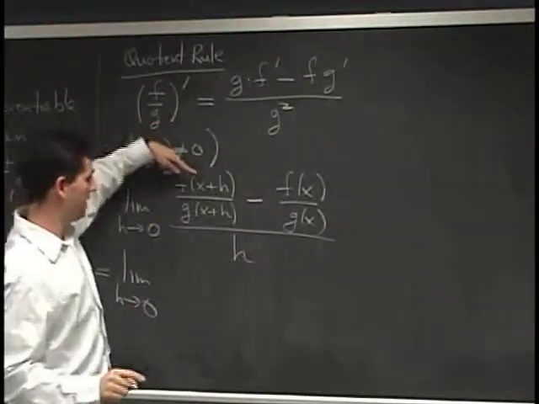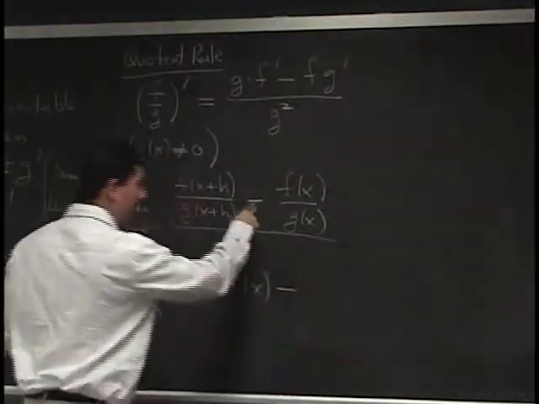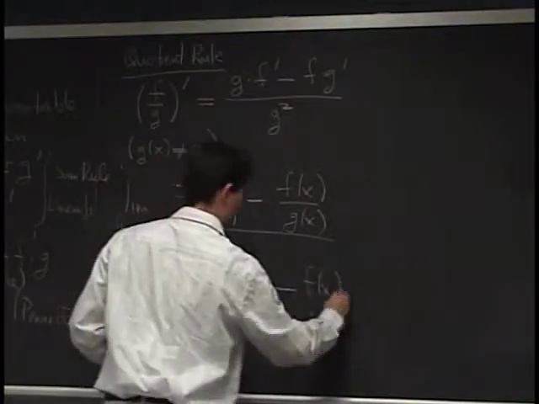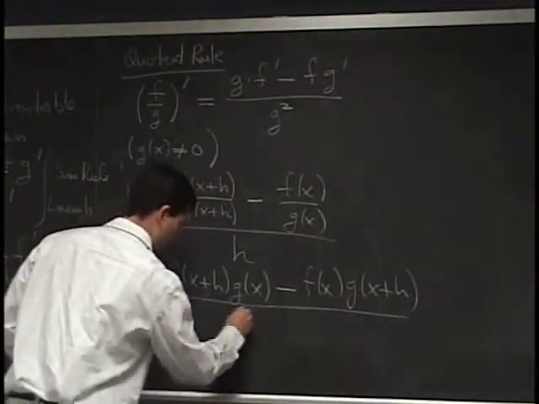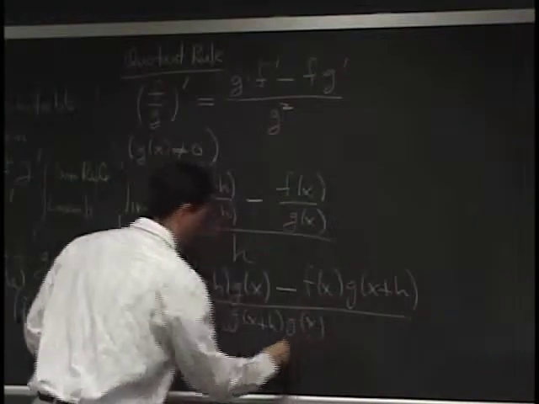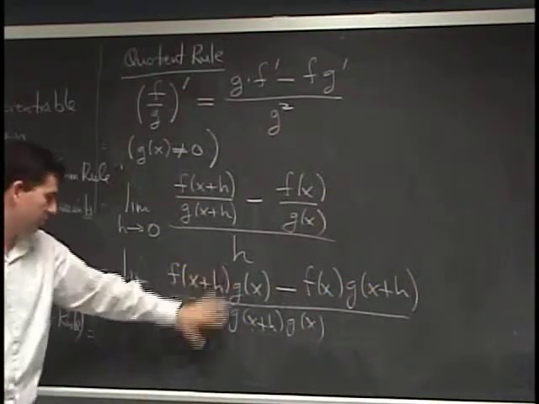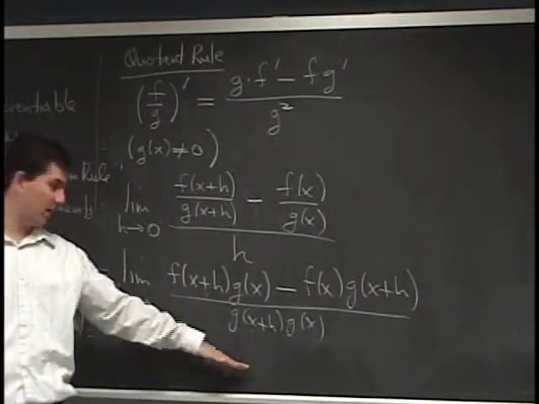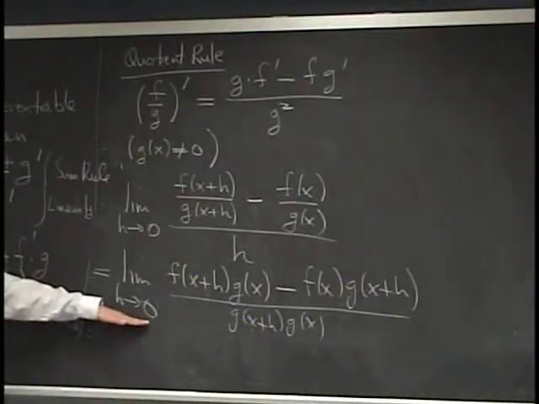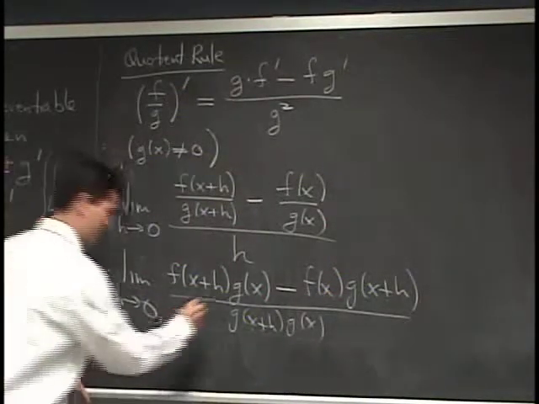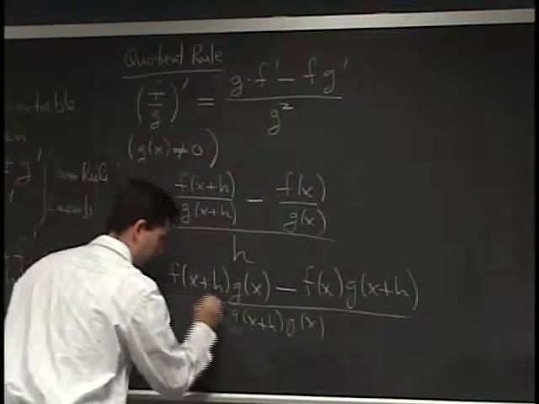So we cross multiply this way. f of x plus h times g of x, minus f of x times g of x plus h, divided by the product of the denominators. And then we're going to have to divide by h. But of course, if you have a fraction and then you divide by h, I can just move the h up into this denominator. Unless, of course, h was zero, but I'm doing a limit, so h is never zero. Normally I'm doing all this over h, but I just pop this h up. No problem.